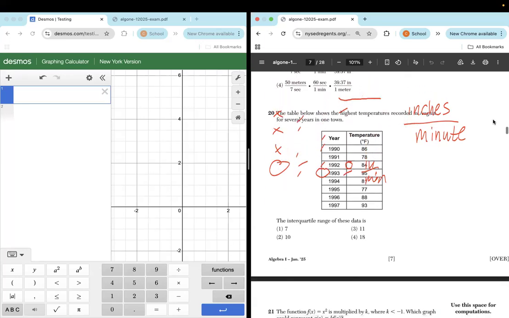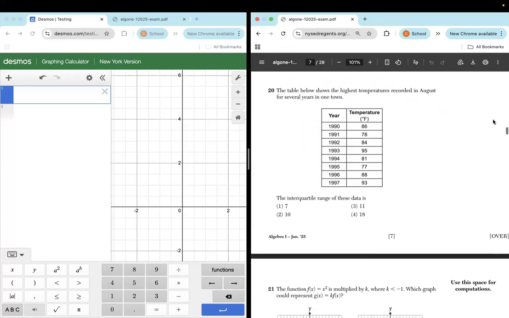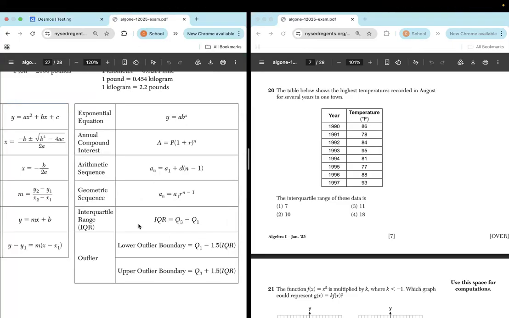Number 20. The table below shows the highest temperatures recorded in August for several years in one town. The interquartile range of these data is. Interquartile range is one of the things that's on our reference sheet. Here it is. So IQR is Q3 minus Q1. We do have to find Q3 and Q1.